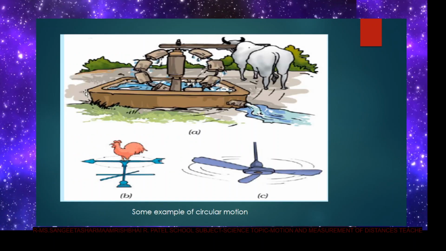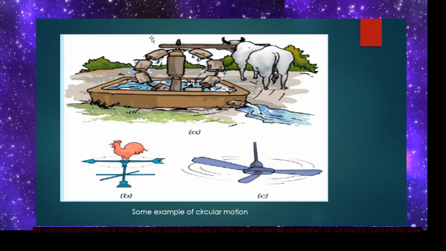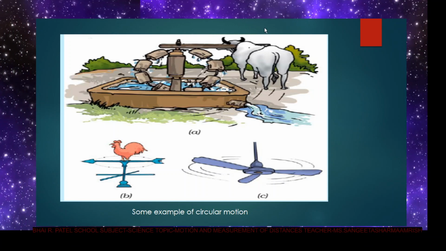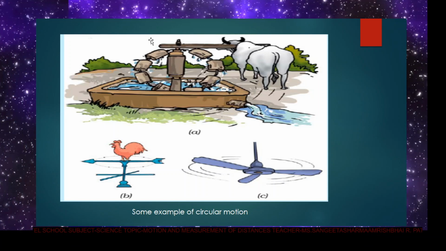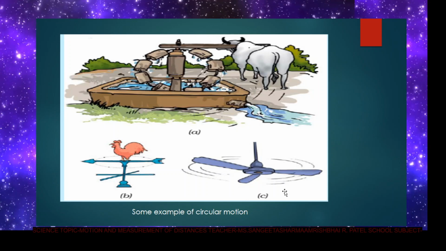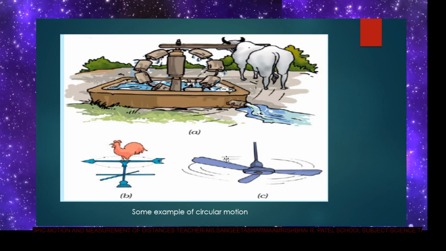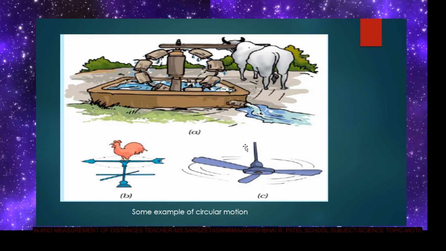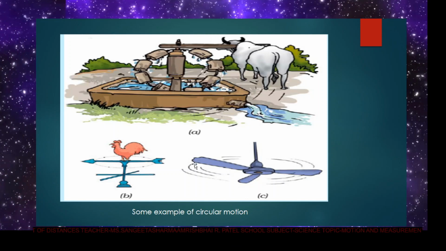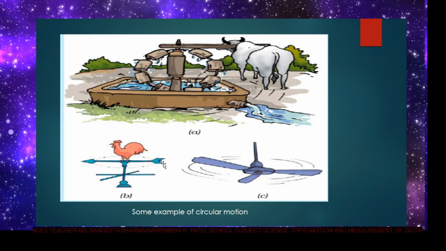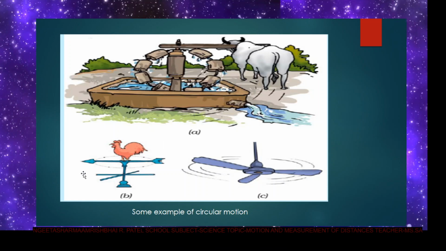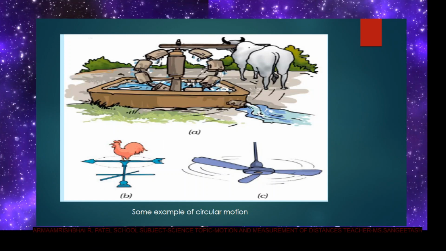Okay, so now we can say that this is the bull and the bull is moving around this circular path. This is the fixed pole and the bull is moving round and round. So this is the example of circular motion. Now you can see the fan. This is also the example of circular motion. These blades are moving round and round in a circular path. And here also you can see this is the pointer which shows the direction and it is moving round and round. So we can say that this is also the example of circular motion.